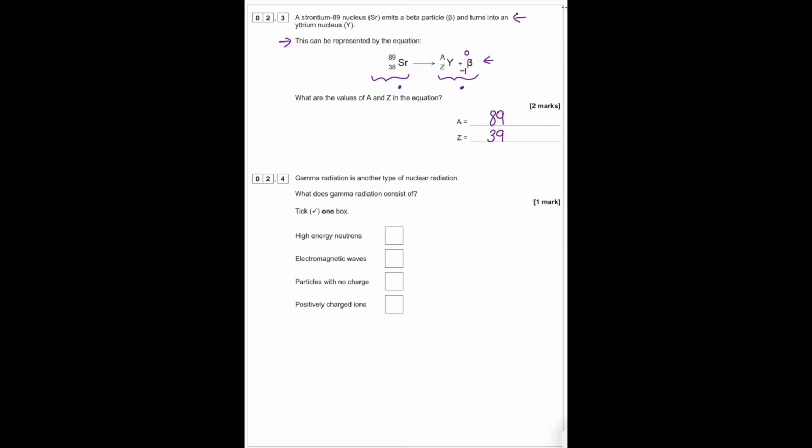Gamma radiation is another type of nuclear radiation. What does gamma radiation consist of? So gamma radiation is not a particle, it is an electromagnetic wave.